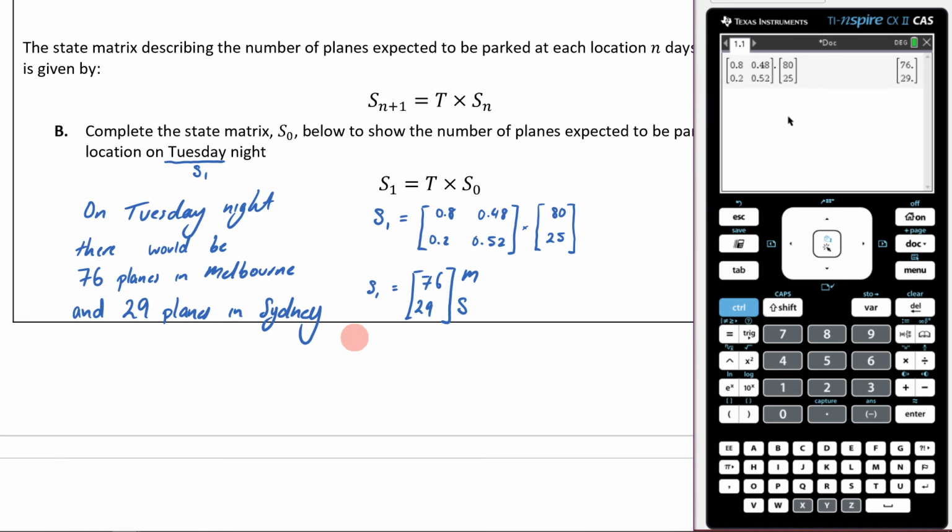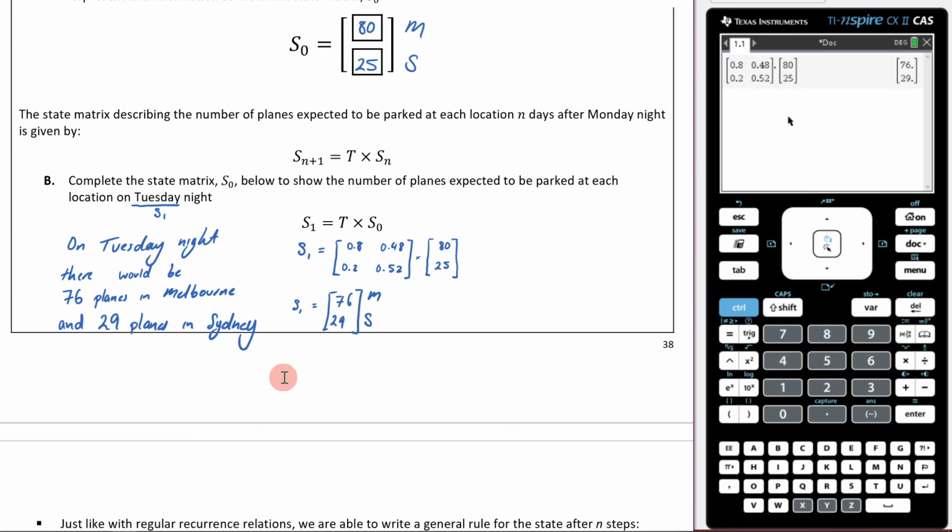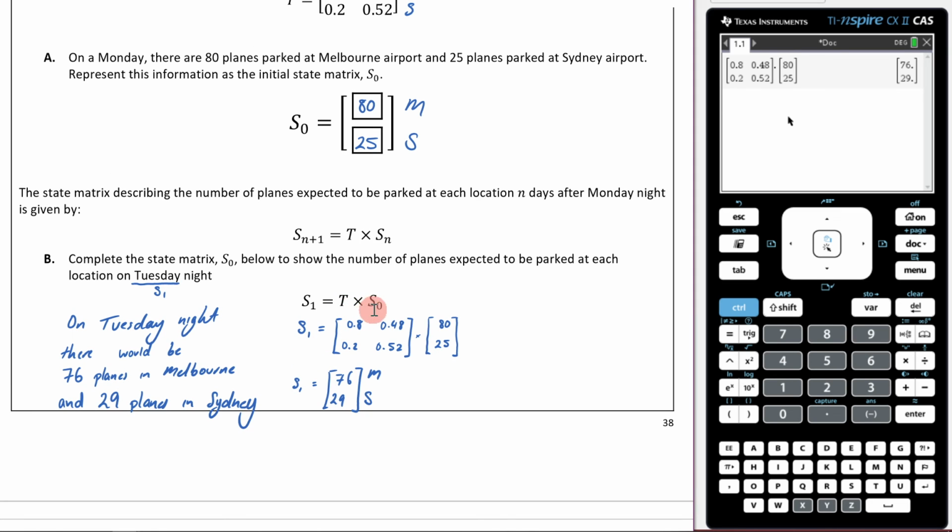That's how we apply our rule to get our answer. So we're using that transition matrix, multiplying it by an initial state, and we're getting the first one. Perfect. Hopefully you found this helpful.